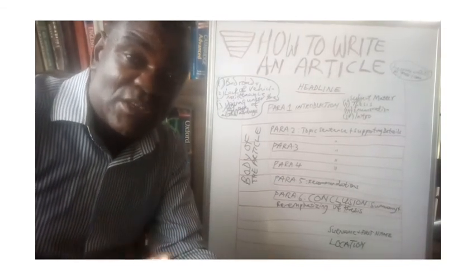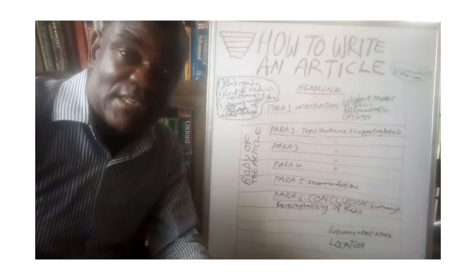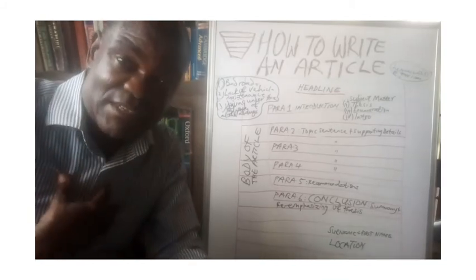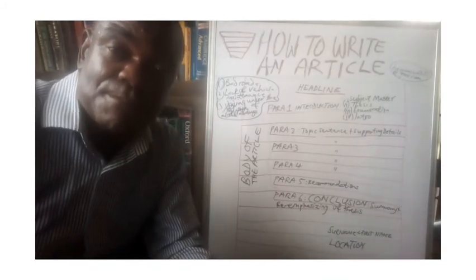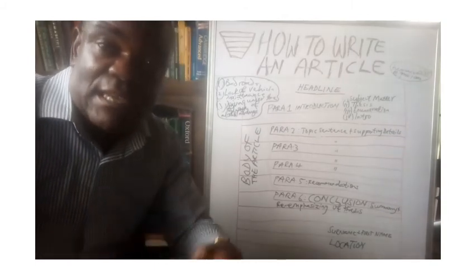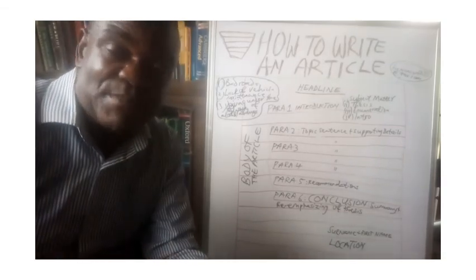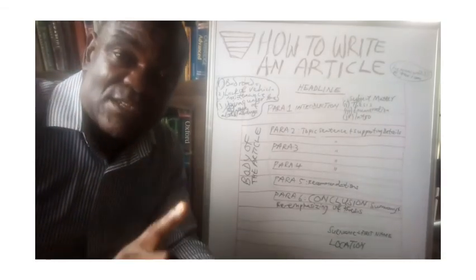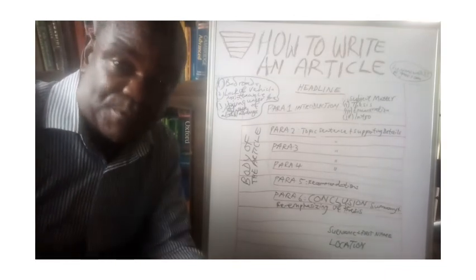An article discusses an issue of public interest, while an essay discusses an issue of personal interest, such as how I spent my last holiday, a day I will never forget, a place of interest I visited, and all that. It's always about personal interest. But an article discusses an issue of public interest, so it can be given more space.